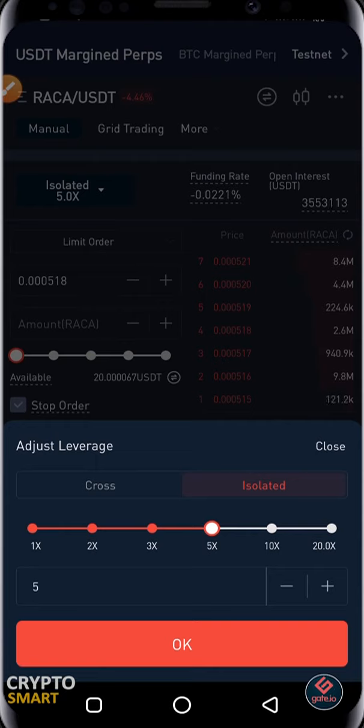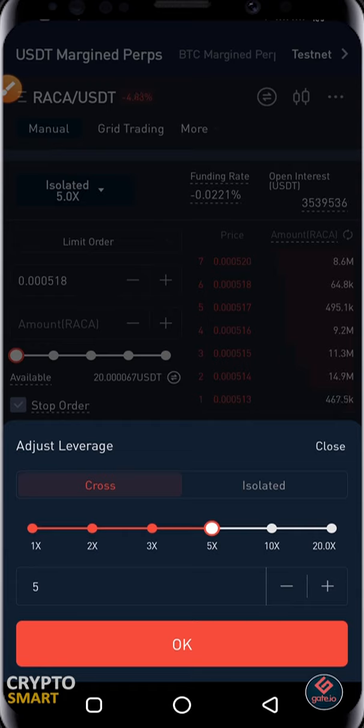Isolated means that the only amount you allocate for that particular futures trade is what you're going to use. If you want to trade with just 10 USDT, it is 10 USDT that will be used for that trade, whether you are making profit or loss, or if you eventually get liquidated, it's only your 10 USDT that will be liquidated. If you use cross, since I moved 20 USDT and I'm trading with 10 USDT, I'll be left with 10 USDT that is not in the trade.